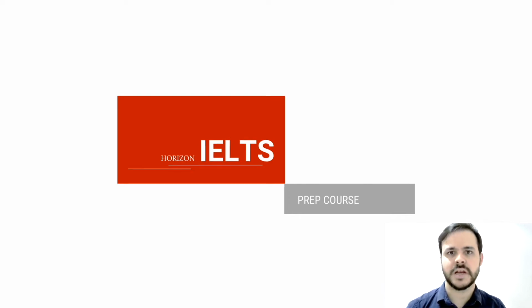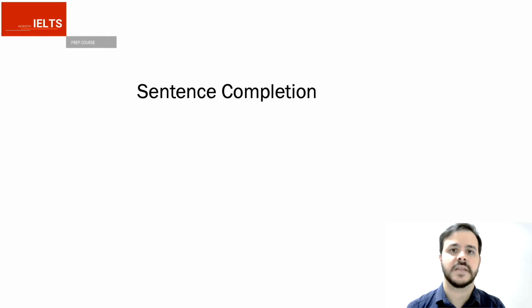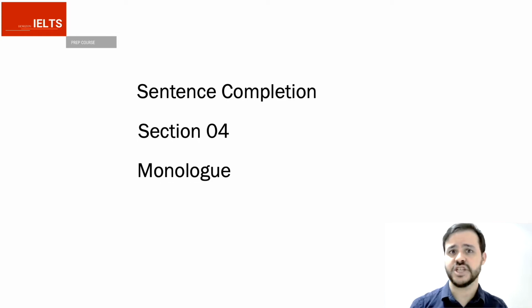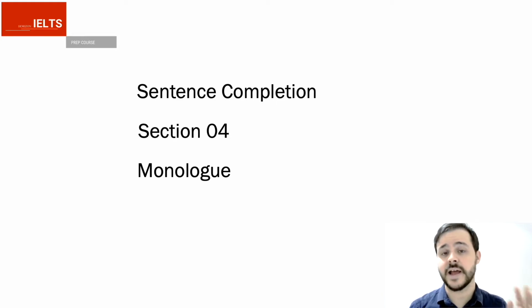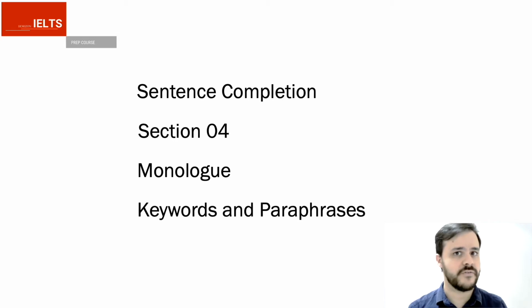Today we're going to be talking about sentence completion task. This type of task is usually seen in section 4 of the test. It's going to be a presentation or a lecture on some academic context. The strategies to succeed in this kind of task is identifying keywords and paraphrases. We're gonna see this in detail during the exercise.